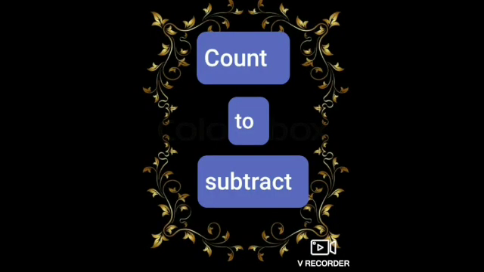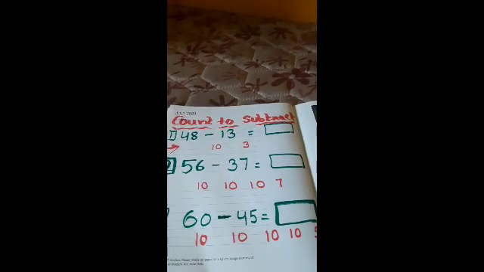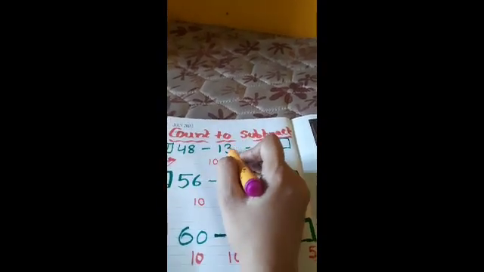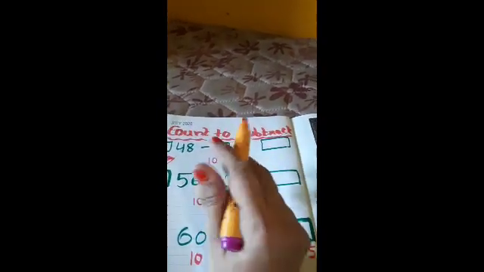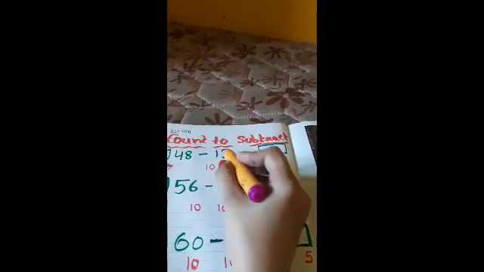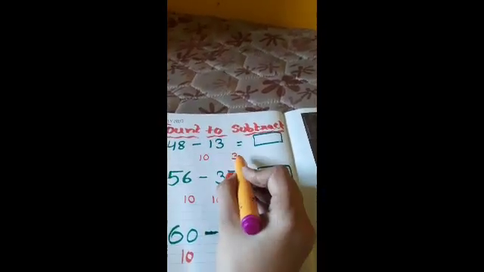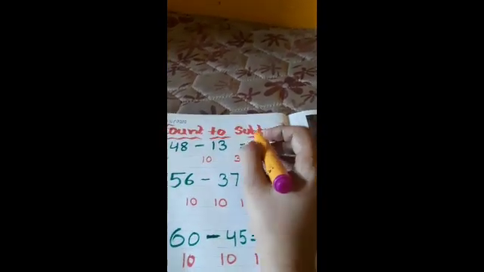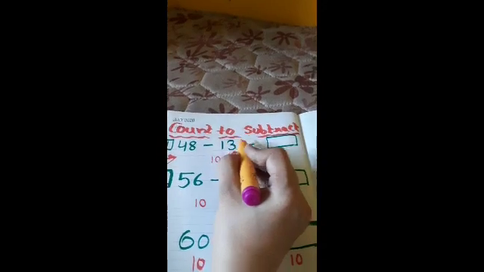Count to subtract. Now let us see the counting in subtraction. 48 minus 13. 13 we have counted on fingers: 10, 20, 30. In the same form, we'll do this one. 13 is 10 plus 3. Right? So, 48 minus 13.